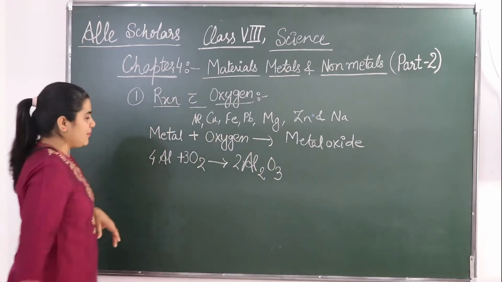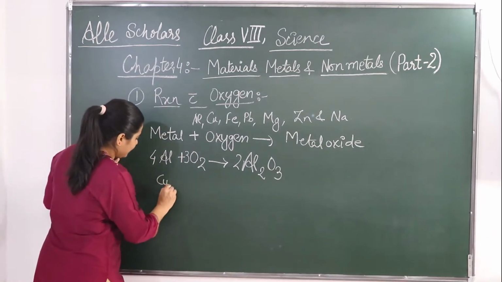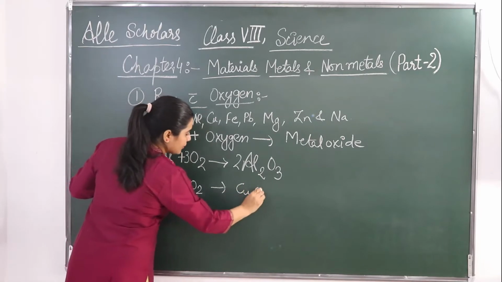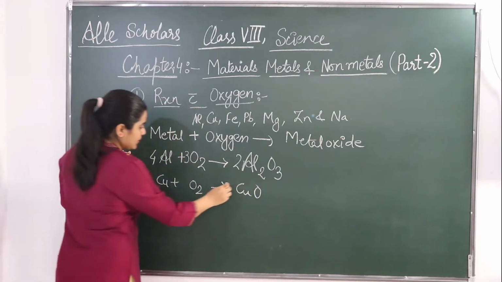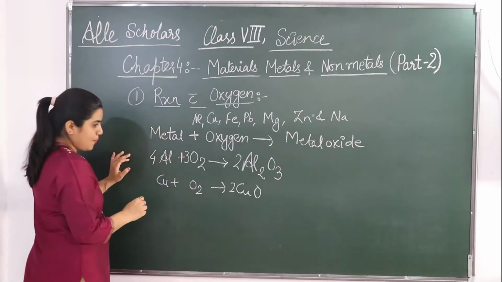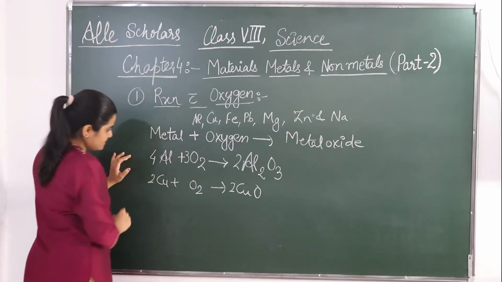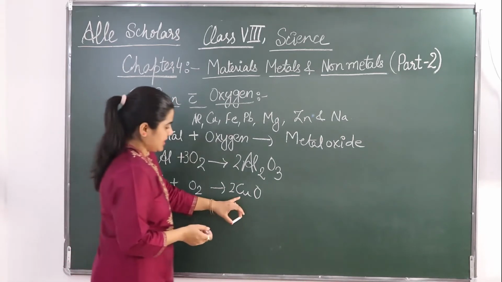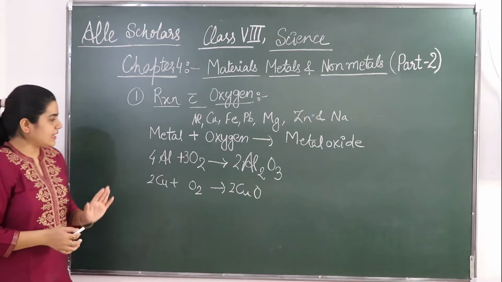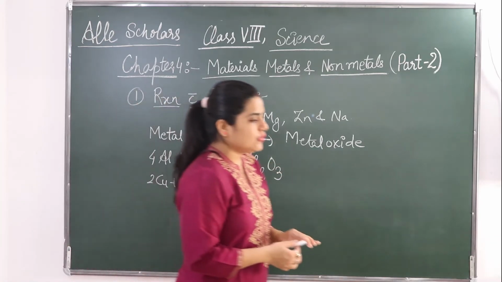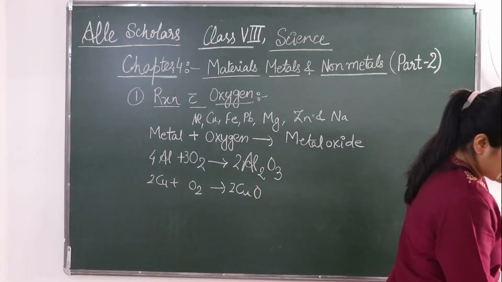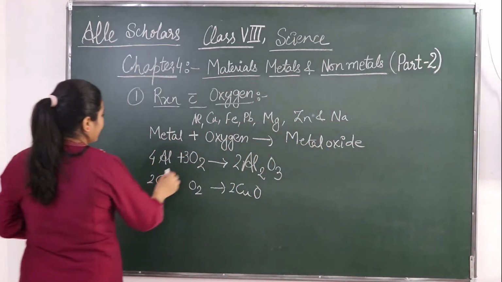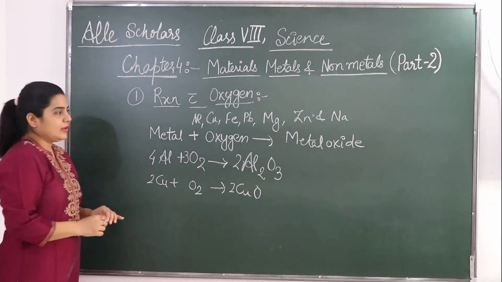Next, let's take the example of copper. If you react copper with oxygen, again you will get copper oxide. This copper oxide is a black oxide. If you see the reactions, all these metals react with oxygen to form metal oxide.